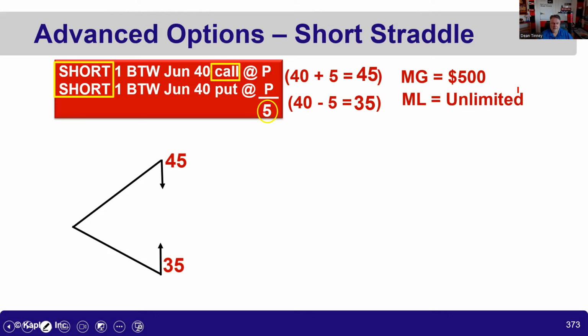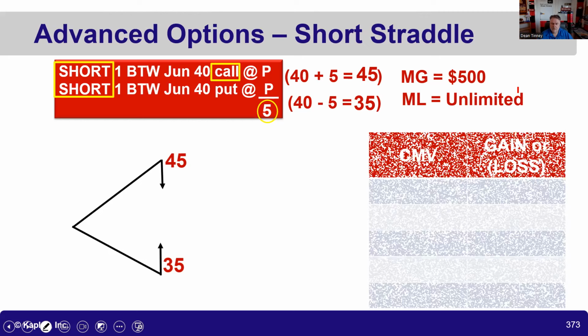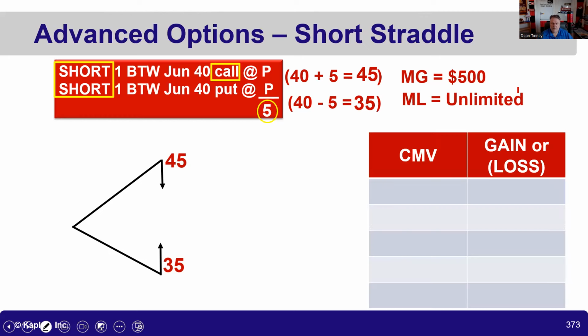Oh yeah, you got that naked call, right? So short straddles have unlimited risk, and you definitely should recognize you got a problem there with that naked call. Now if we compare the current market value here, we know that anything above 45 or below 35 is going to be a loss, and anything in between there is going to be a gain.